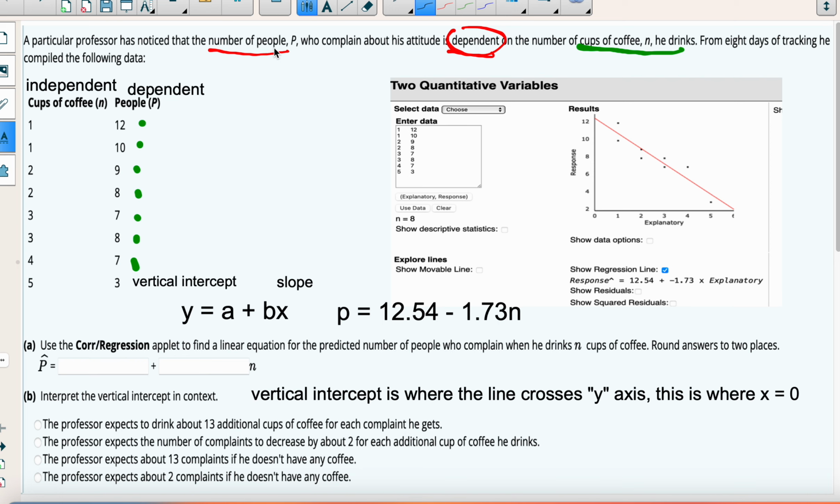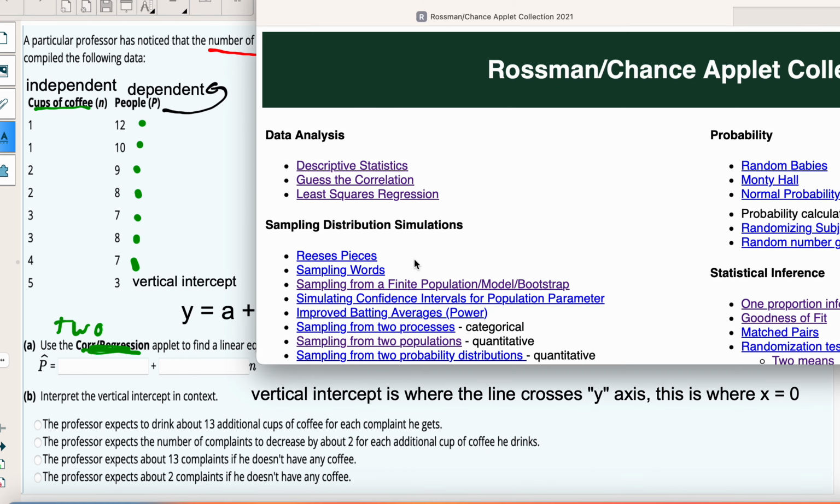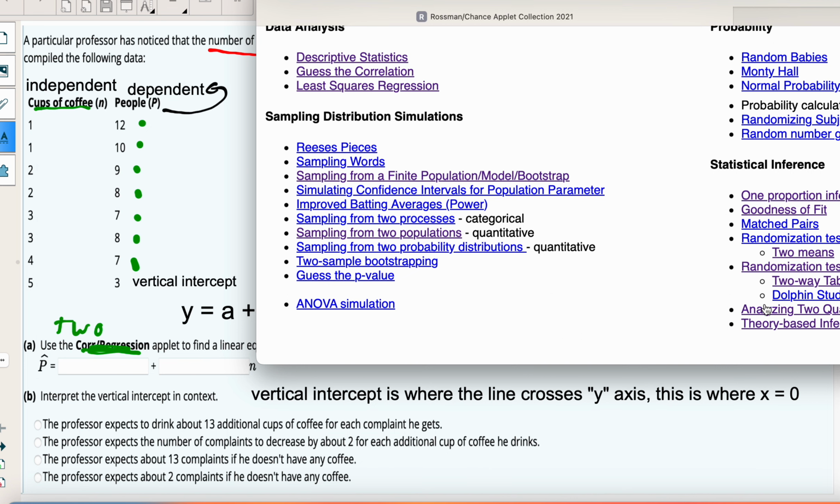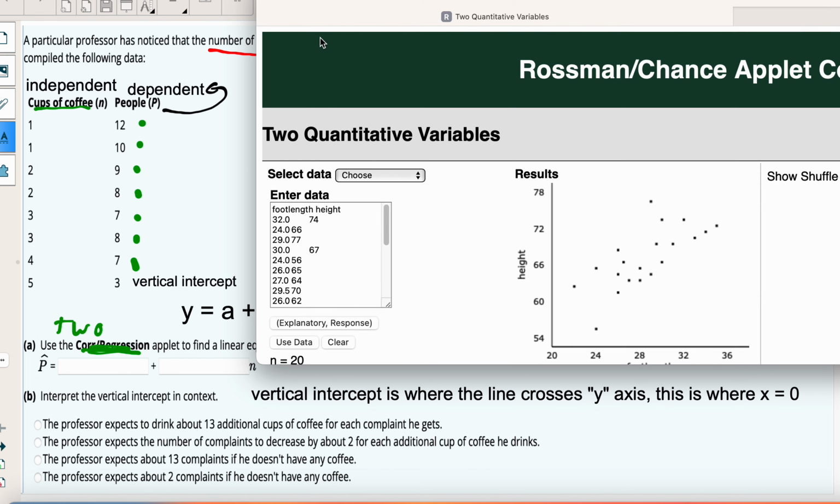So it tells us right here the number of people P who complain is dependent on coffee. That means the dependent variable is the number of people that complain, and that's dependent upon how much coffee the professor drinks. So what we want to do is put this not in this correlation regression applet. We want to put it in the two variables applet. Okay, two quantitative variables. I'll go here. All right, it is right down here, analyzing two quantitative variables.